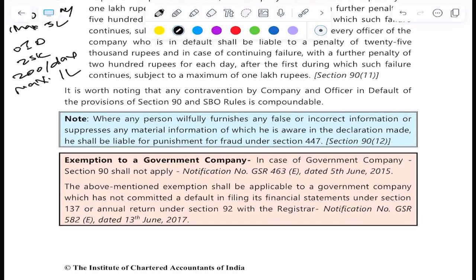It is worth noting that any contravention by the company and officer in default of the provisions of Section 90 and SBO rules is compoundable.